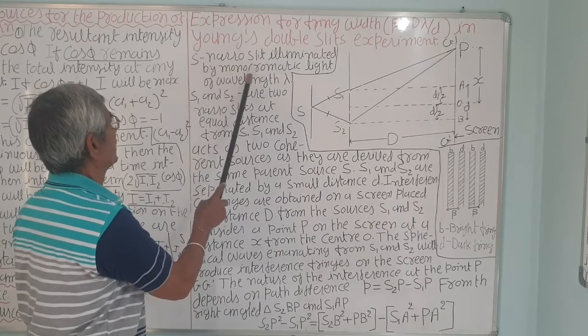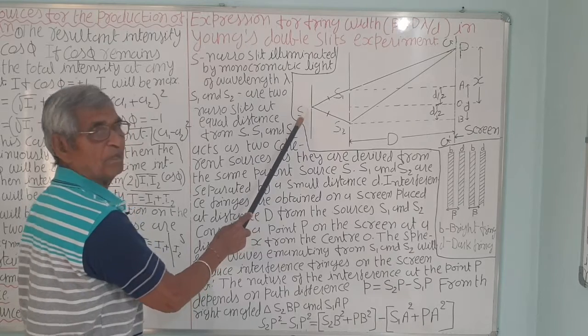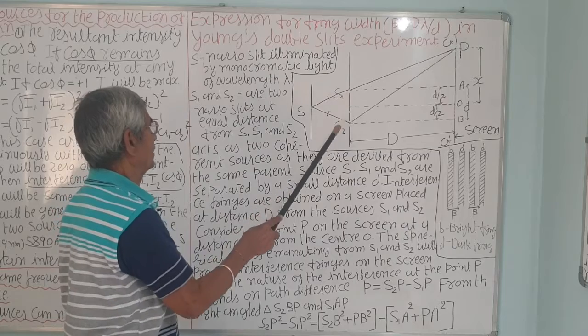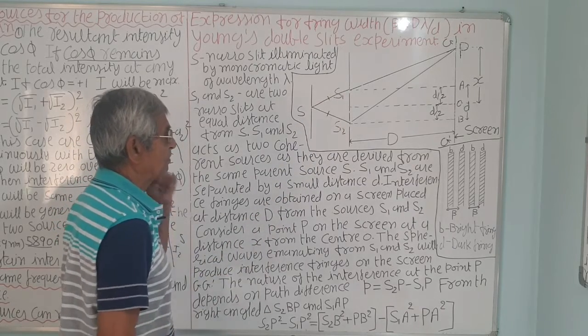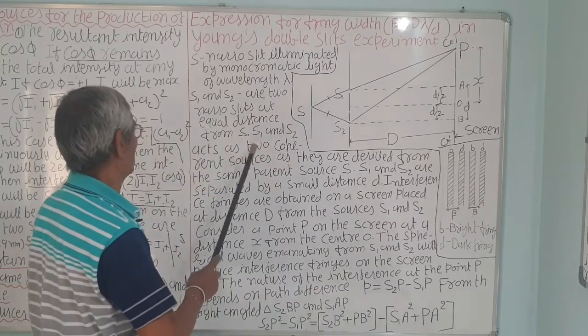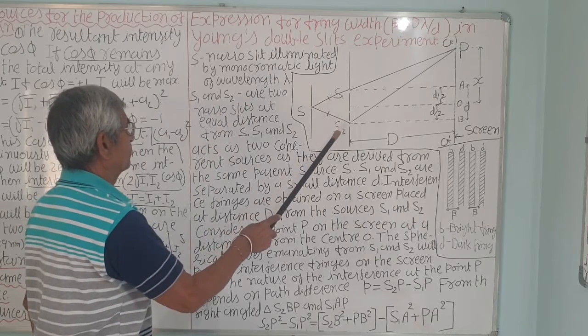Correct. S is the narrow slit illuminated. This is very narrow, about 1 millimeter, which Young used. And S1 and S2 were 0.3 millimeter wide. This distance was 10 centimeter, and this was a large distance, 1 or 2 meters, 3 meters also you can get. The slits are very narrow. Correct.